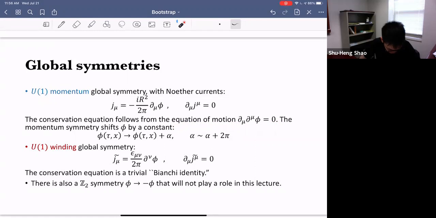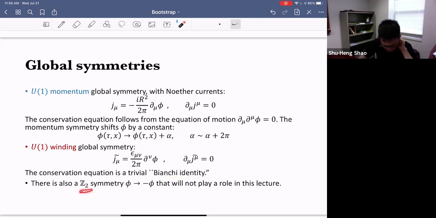What's less obvious is that there's also a U(1) winding global symmetry, where the Noether currents use the same set of operators as for the momentum, but you exchange the role of time and space. And you also normalize them differently. The normalization will become important later. The conservation equation for the winding symmetry is trivial because if you hit another derivative and use the anti-symmetry property of the epsilon tensor, it just trivially vanishes. It's like a Bianchi identity.